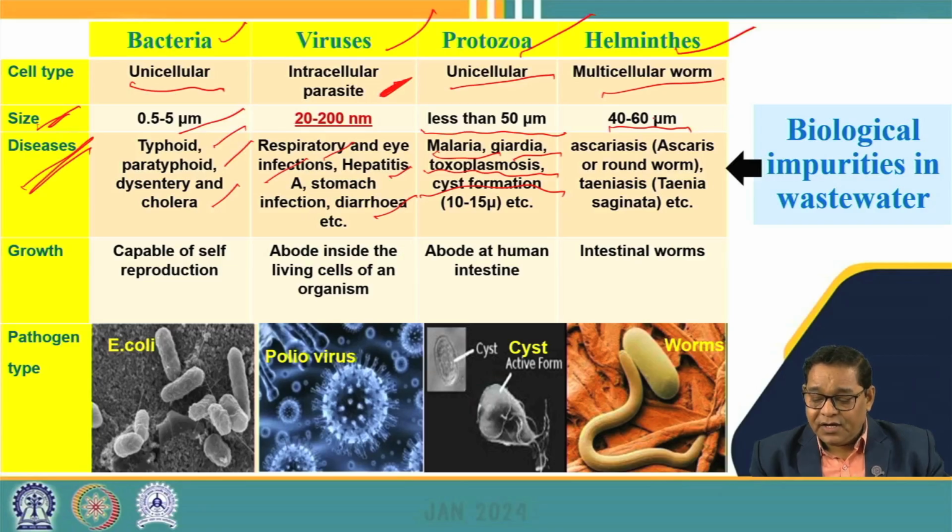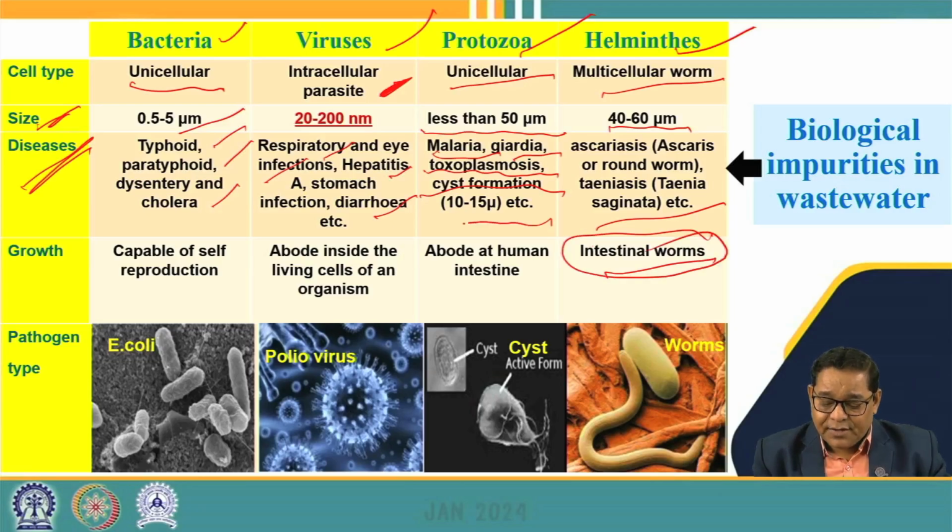Similarly, if helminths are present, there may be ascariasis and teniasis problems. Helminths are mostly found in the intestine. Similarly, protozoa abide in the human intestine, whereas bacteria and viruses are capable of self-reproduction. Viruses abide inside the living cells of an organism. There are different types of biological impurities.